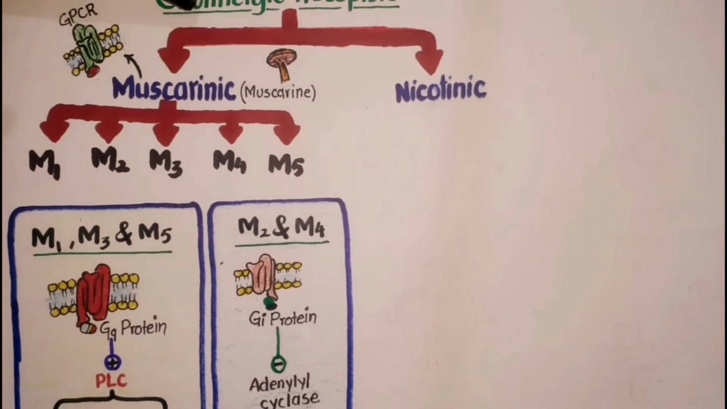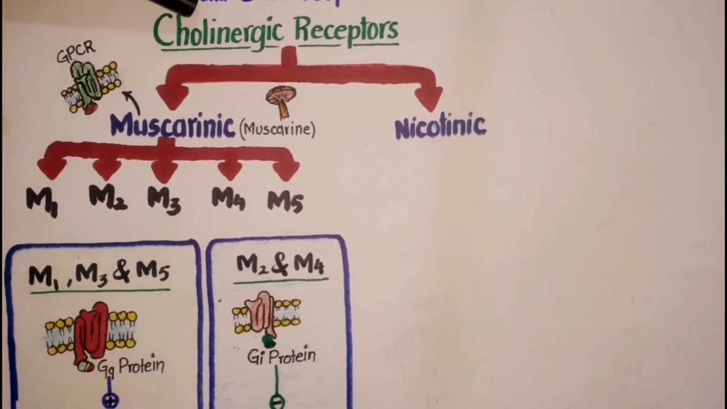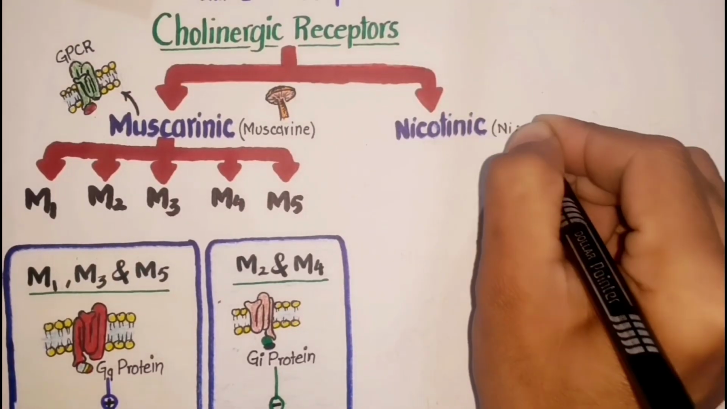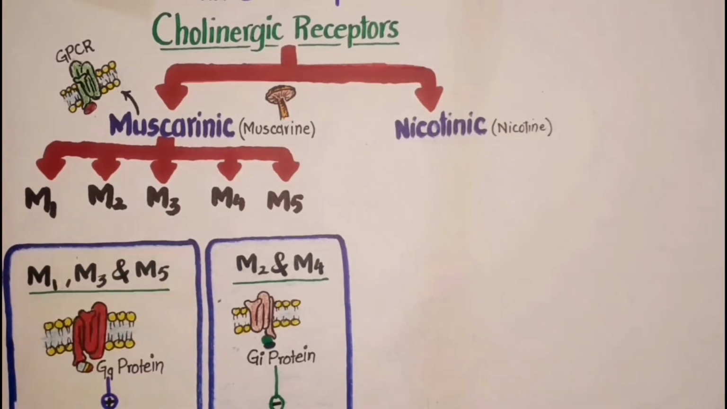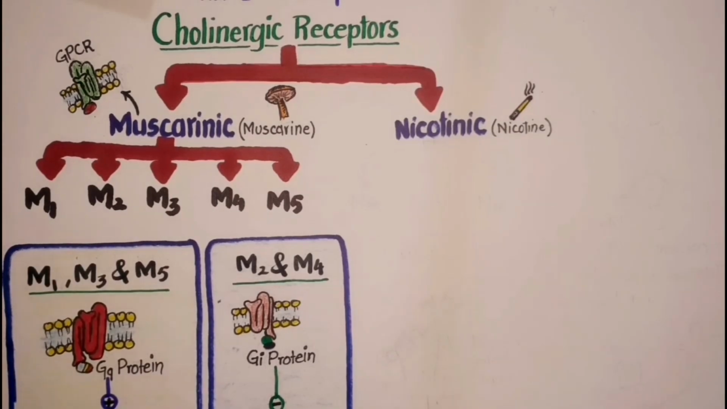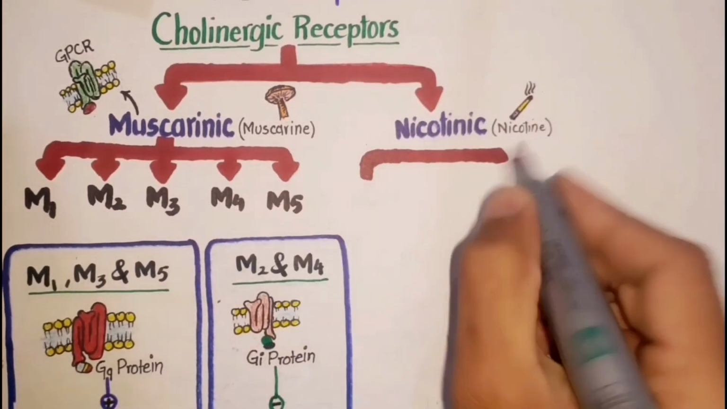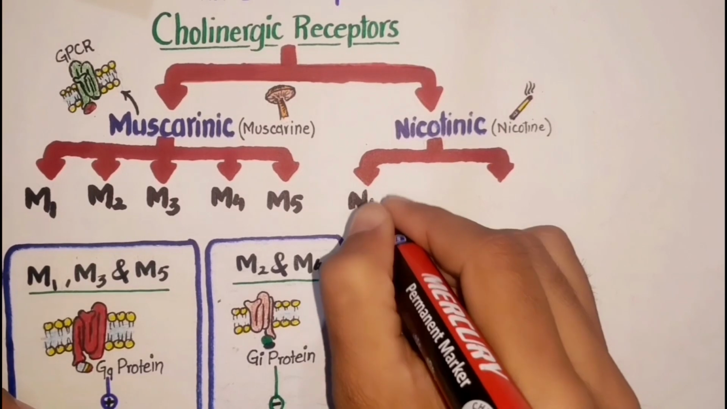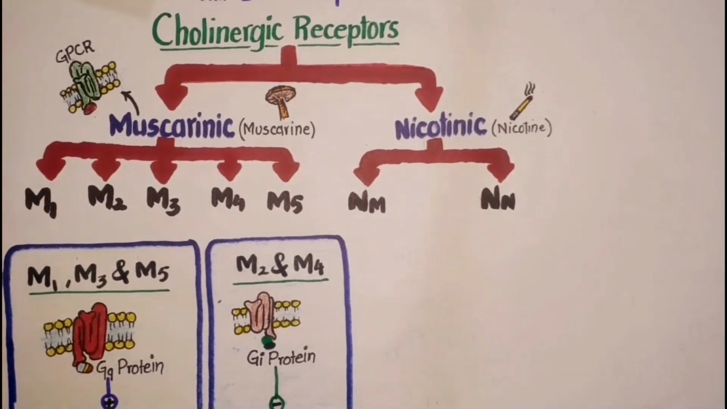Now, let's talk about the nicotinic receptors. Well, these receptors are named nicotinic because they have high affinity for nicotine beside acetylcholine. Nicotine is an alkaloid of tobacco. Based on location and selective agonists and antagonists, two subtypes are recognized for nicotinic receptors. These are the neuromuscular nicotinic or NM and neuronal nicotinic or NN receptors.